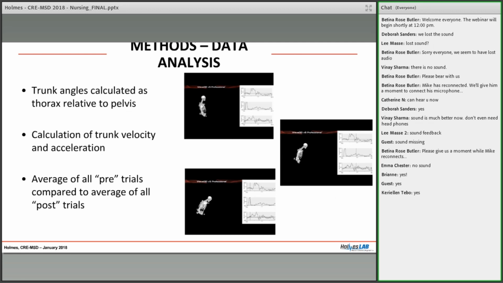So trunk angles were calculated as the thorax relative to the pelvis, because we had sensors on the thorax and also located on the pelvis. We could calculate from that trunk velocity and acceleration, and we averaged our pre-trials and compared all of those statistically to the average of our post-trials.